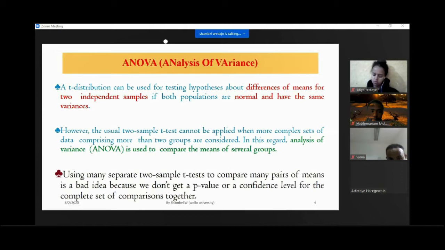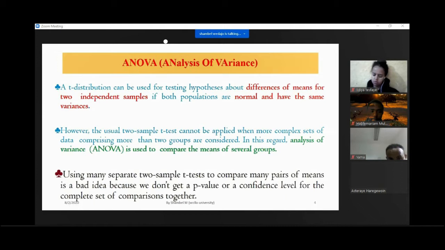The question is, if the number of means is more than 2, you may have 3 means or 4 means or 5 means or above that, the t-test will not be applied. It doesn't work to show the variation across the means. So instead of the t-test, we use analysis of variance or the ANOVA test. ANOVA stands for analysis of variation across the group means.